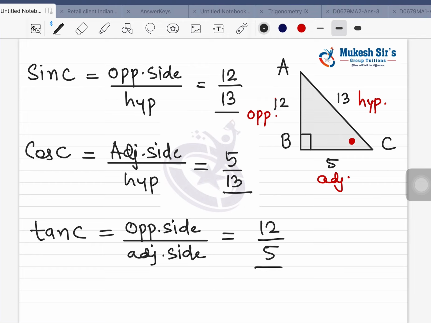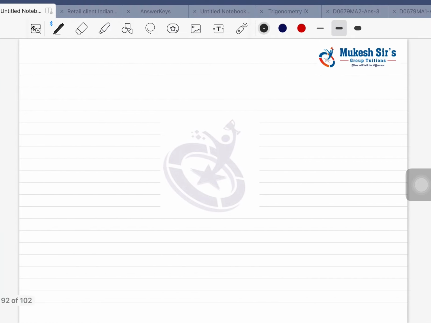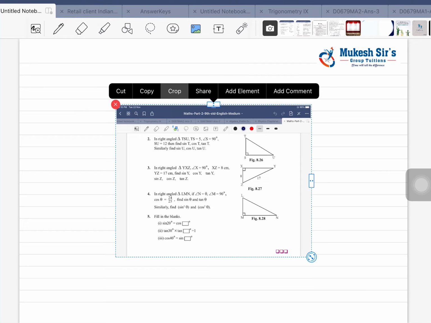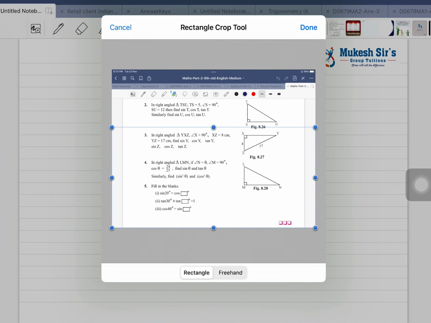12 upon 5. Clear? So in this sum, we have to first find the values of the sides and you can find all the ratios of sine, cos and tan of the angles they are being asked in the question. Clear? So practice a few more questions here, or let's solve one more question to make you understand this whole concept better. So suppose we have a triangle. Let's take this question now.